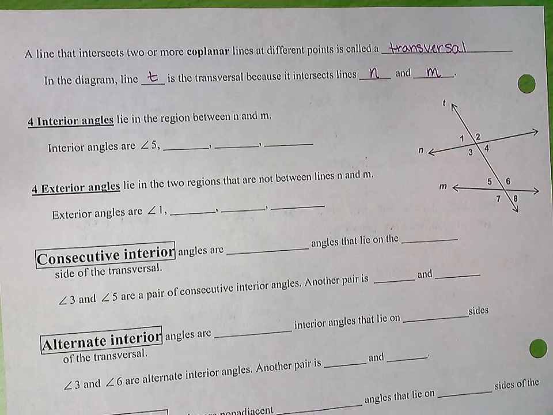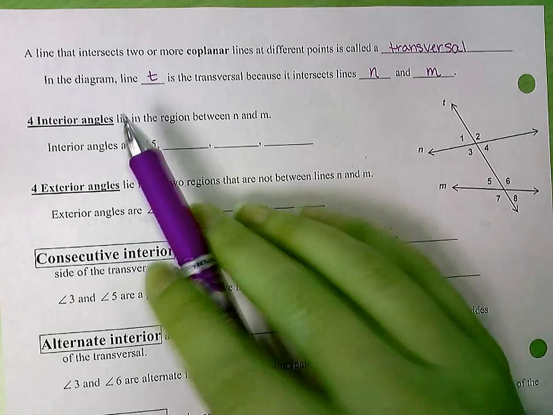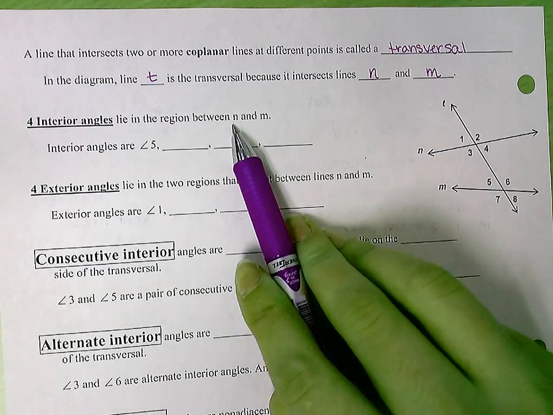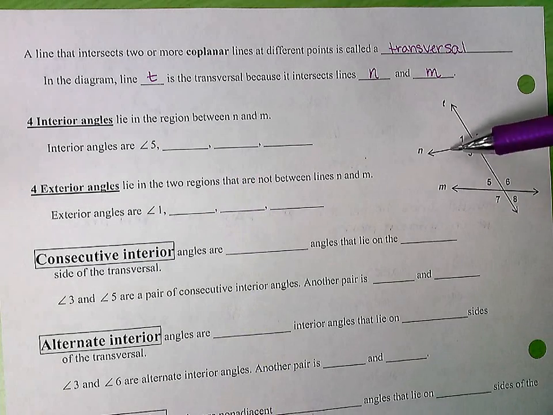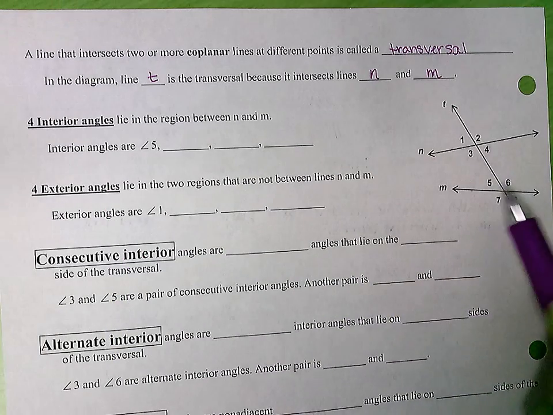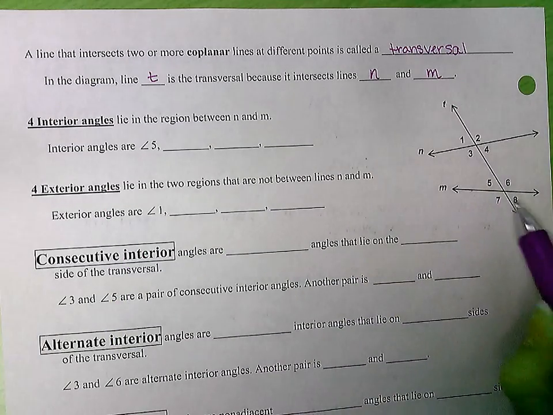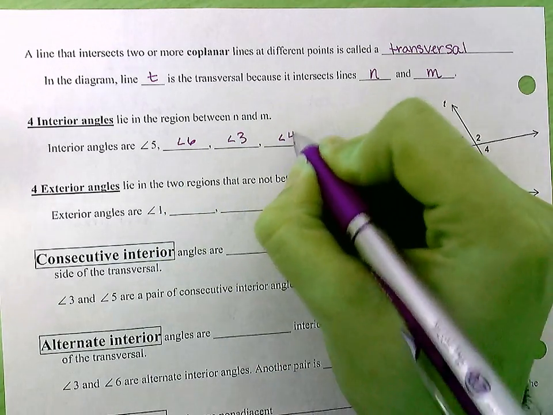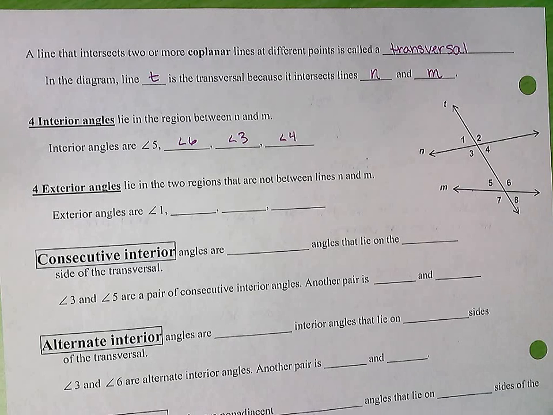Now with that transversal and your two lines, you have 4 interior angles. Those 4 interior angles lie in the region between line N and M. So between those two lines, our interior angles are 5, 6, 3, and 4. Those are the angles inside or between those two lines.